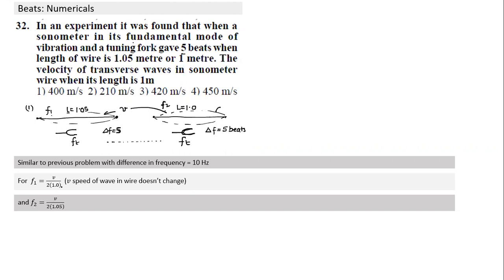The difference between them is 10. Then only it is possible. It gives 5 beat frequency with both. And if the difference is 10, it is something like this. So this is the frequency at 1 meter. This will be higher, and as the length increases, frequency is lower.